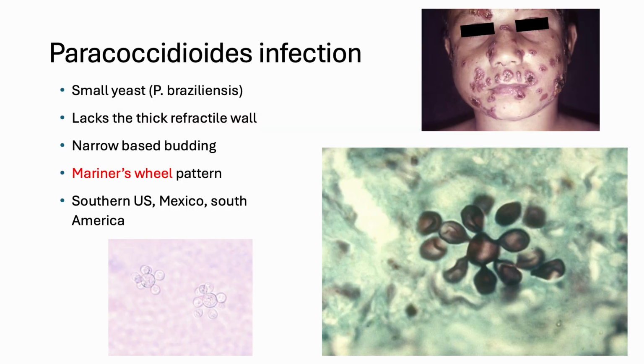And next one is paracoccidioides infection, which is more common in the South American area. And just one thing to remember, I think, is enough, which is the narrow budding with a very unique mariner's wheel pattern. And I guess everybody knows about that.